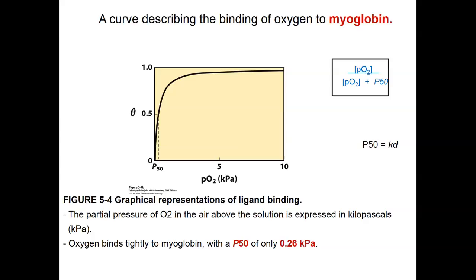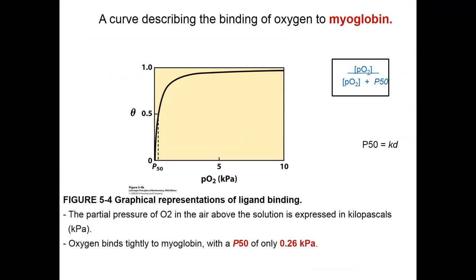Here, look at the P50, which is the KD in this case. P50 is the partial pressure that gives you 50% binding. As you see here, it's relatively low. How about if it was here? Let's say for protein A, KD is here, and for protein B, KD is here. Which one will have a higher affinity for the ligand? Here, right? Because the KD is low. Okay, good.